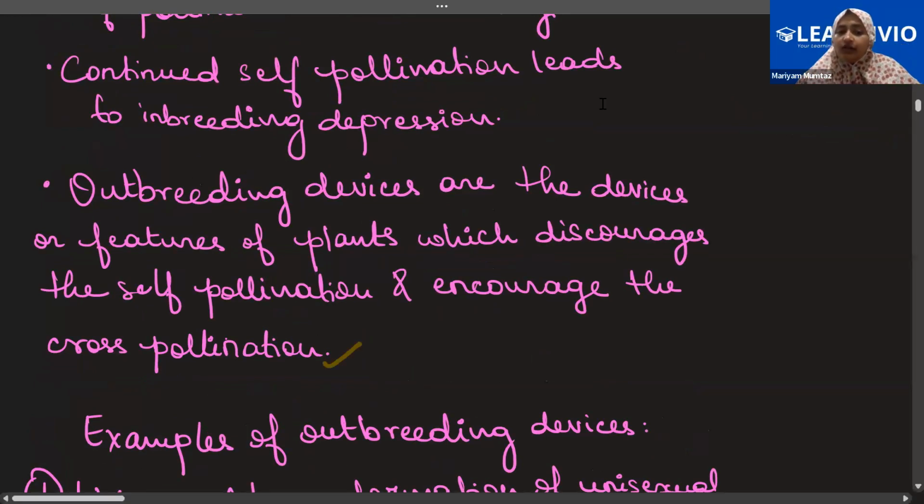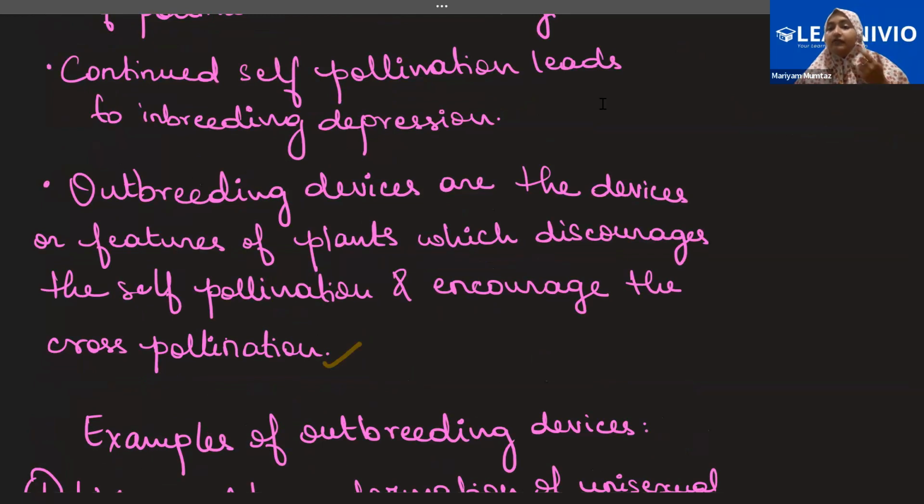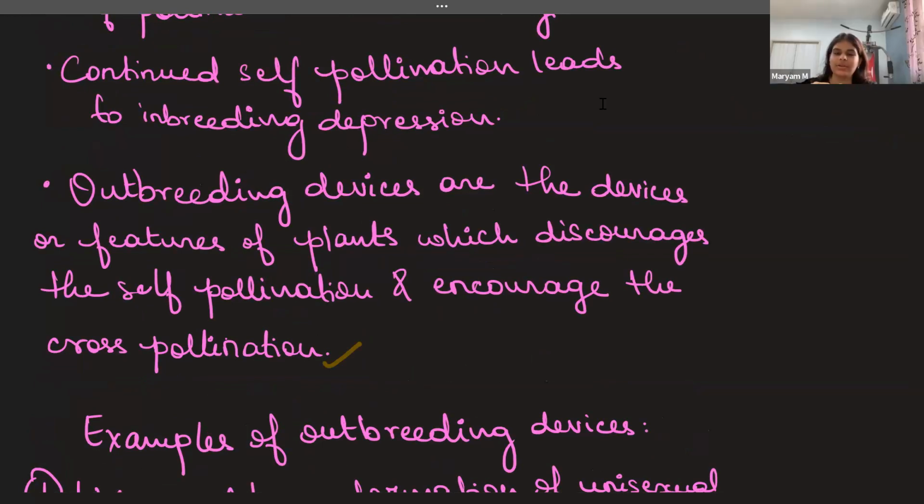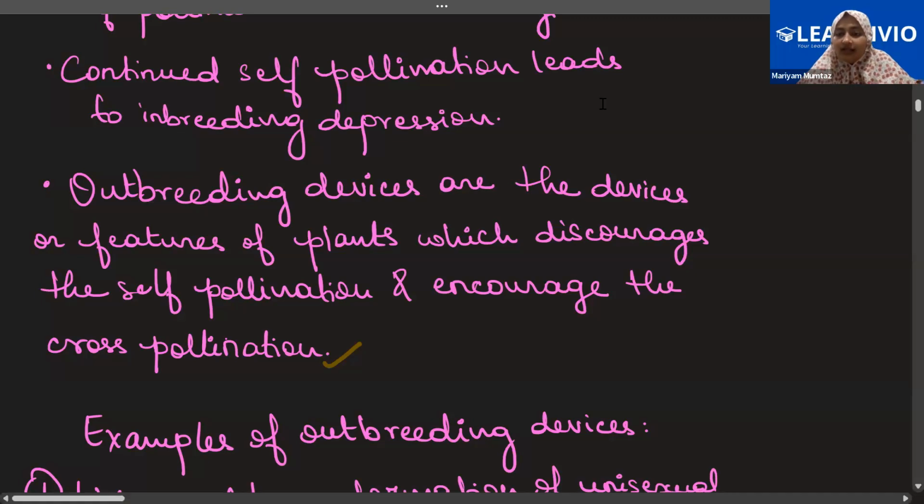Now, does anybody here know why cross-pollination is more advantageous than self-pollination? Any idea? Why is cross-pollination more advantageous as compared to self-pollination? Because in cross-pollination there is variation. How? Yes, you're right. Absolutely correct. How? Yes, there are two different parents.